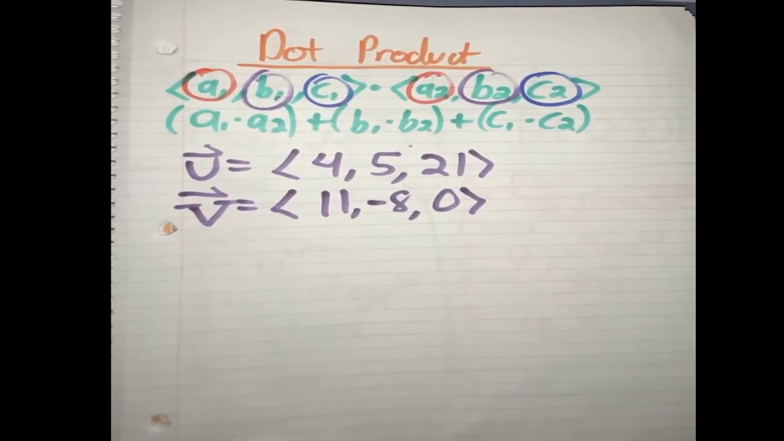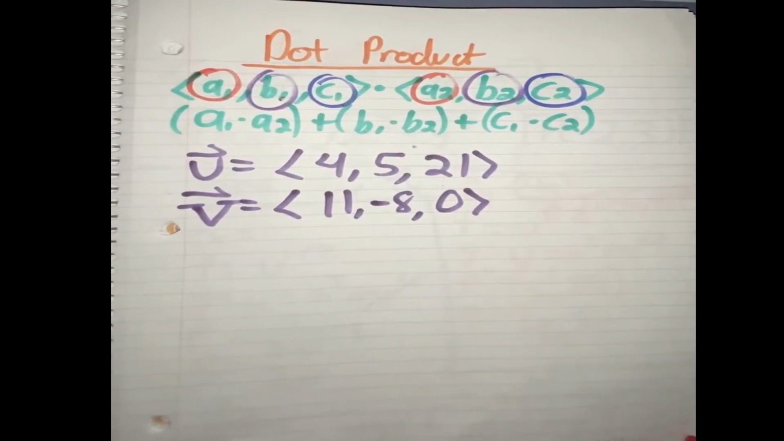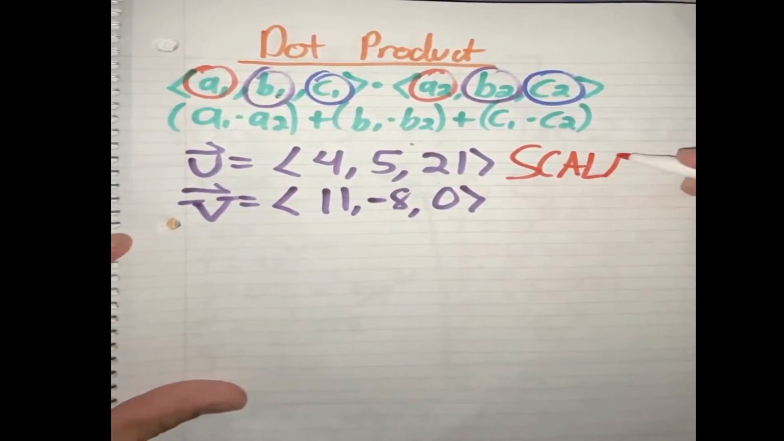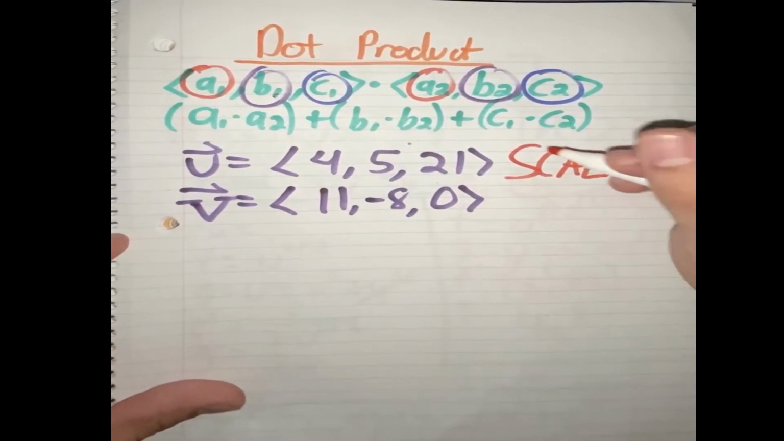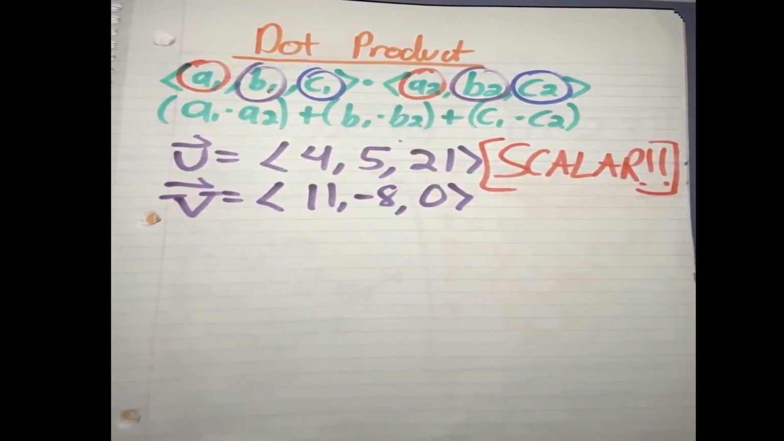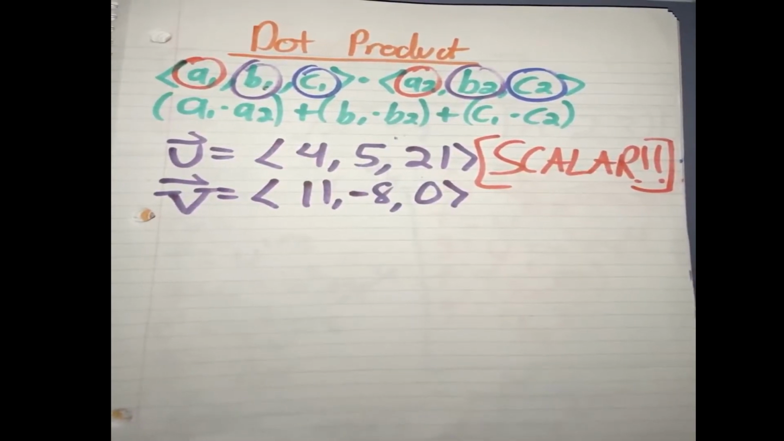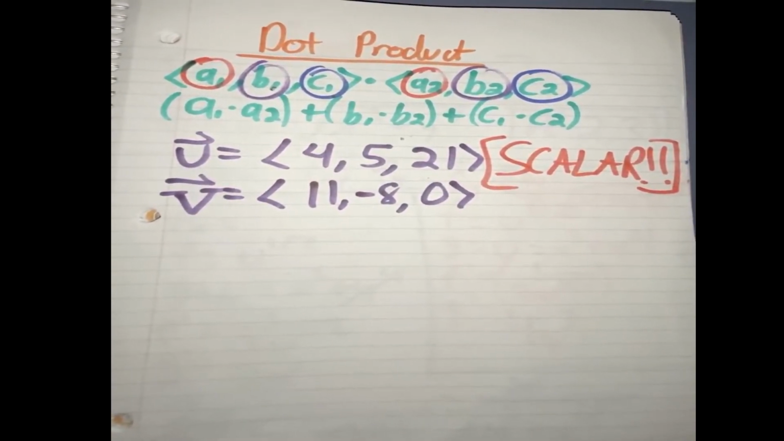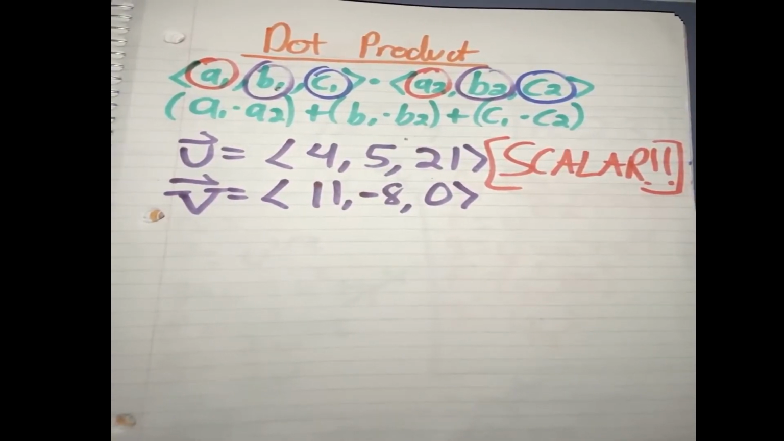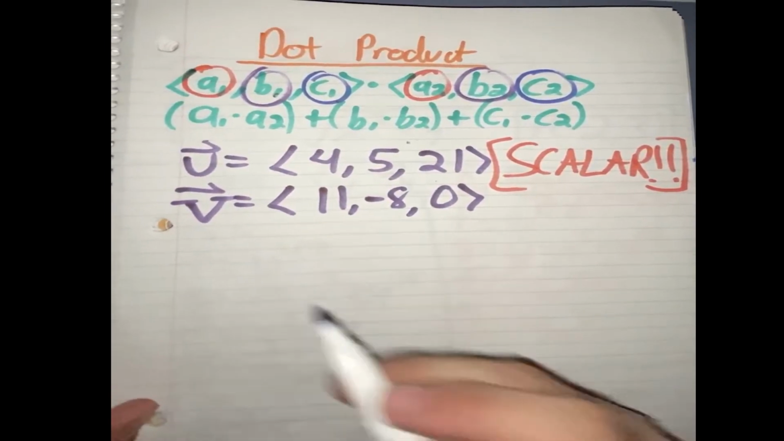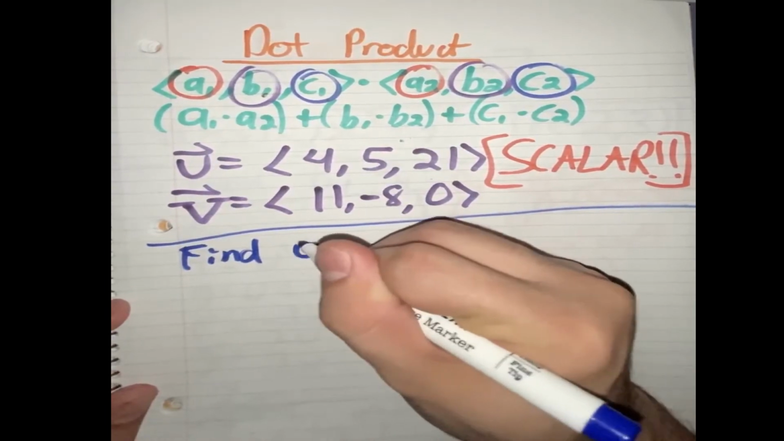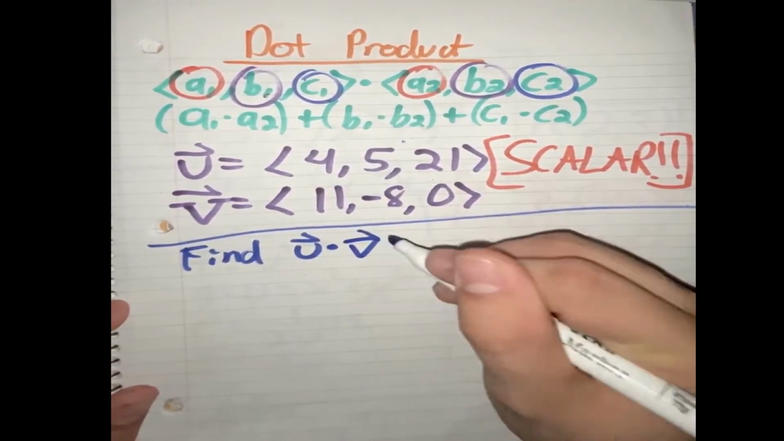So without further ado, one thing I will say before we start is your answer should not be a vector. It should be a scalar. If you get a vector, it means that you didn't add your terms. That's probably what happened, because it happened to me when I first learned this concept. I'll forget to add them, like, oh, okay, I forgot to add the terms together. So now without further ado, we're going to find vector u dotted with vector v.